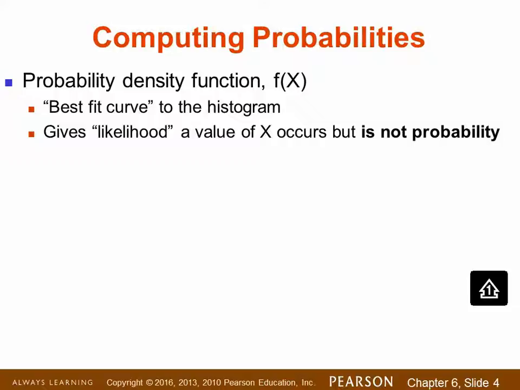But here's the thing that's a little tricky. When we had a probability mass function, that height represented the actual probability. For a probability density function, it's not the probability. It's a measure of how likely the value is to occur, but it's not actually the probability.